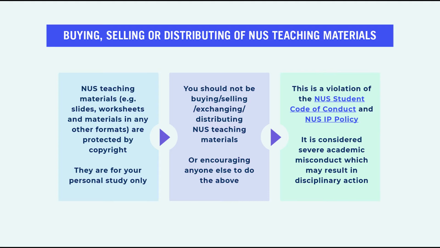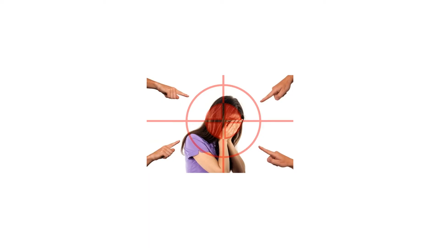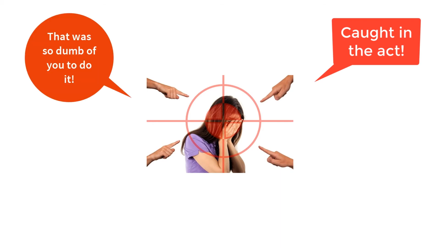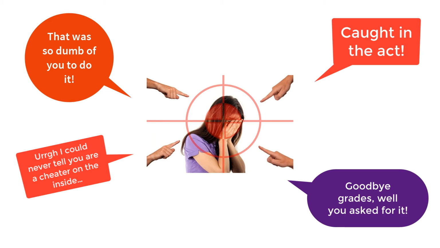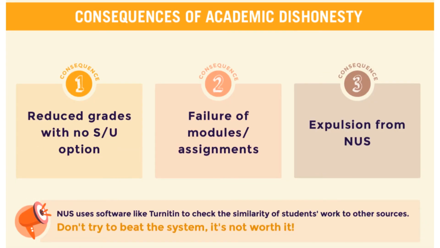If you are caught plagiarizing or with other forms of academic dishonesty, it's really goodbye to your pristine university education. You will receive poor grades or even 0 for assignments or even an entire module. You can SU, not in this case. You may even fail the course or be expelled from NUS. NUS uses ways like Turnitin software to check the similarity of students' works to other sources. It's not worth your degree. Don't try to beat the system.